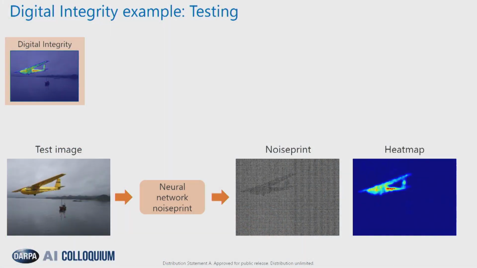Then when we receive an image that we wish to verify, we run that network on it. We produce a noise print, which is indicative of perhaps a particular camera or class of cameras. And we can cluster inside that noise print to see if there are regions that are inconsistent, which allows us to identify the object that was added in this case.